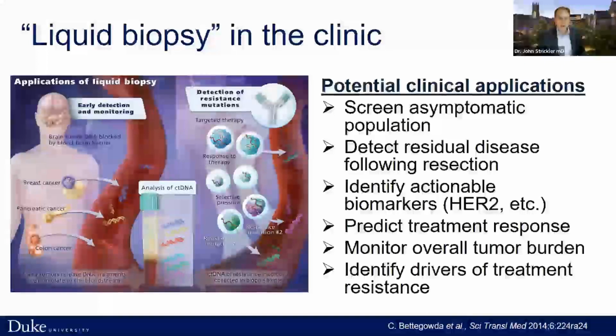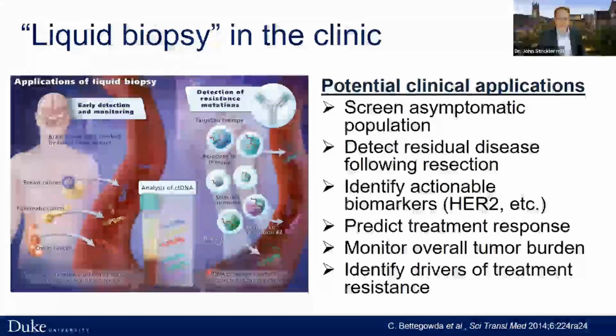We all have DNA in our bodies, and that's the instructions for how a cell is made and reproduces in our body. But cancers also have DNA because they're a collection of cells, and they can release fragments of their DNA into the bloodstream. That can be collected from a blood draw, and we can use that for various purposes. For example, screening asymptomatic patients for maybe a cancer that somebody didn't know about. We could use it to detect residual disease after a cancer is resected. We could identify actionable biomarkers, predict treatment response, monitor tumor burden, and look at drivers of resistance.